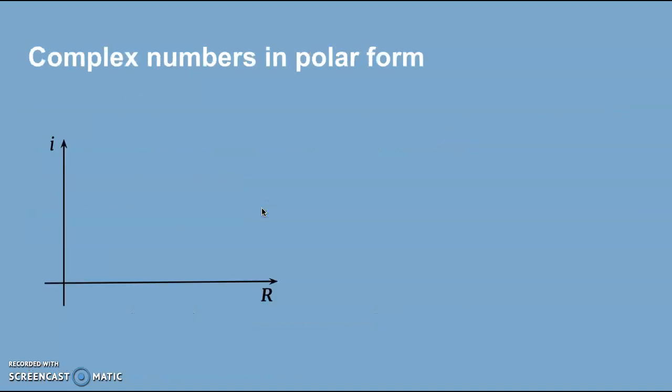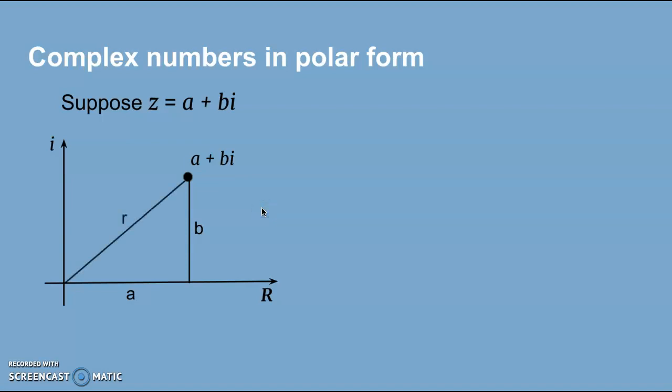Now, complex numbers can be plotted on a graph. For example, suppose I would like to plot the point z equals a plus bi. It's a point a units along the real axis and b units along the imaginary axis. And so it would look like that in rectangular form. If I wanted to write it in polar form, I would need r, the distance from the pole to the point, and theta, the angle of rotation off the polar axis.